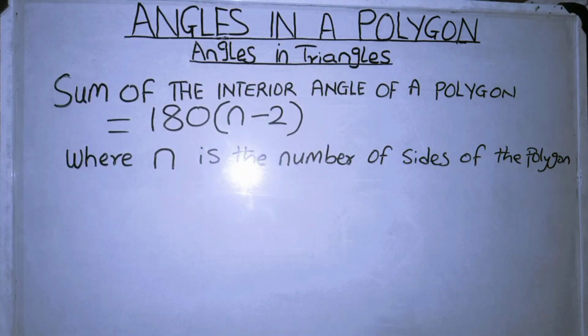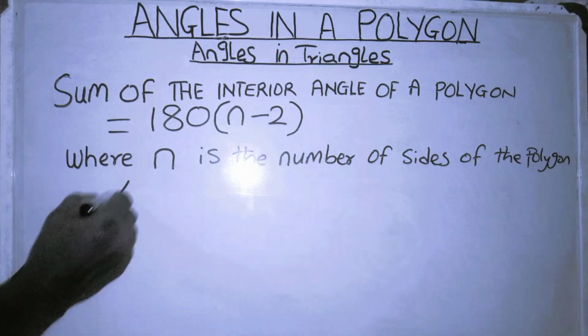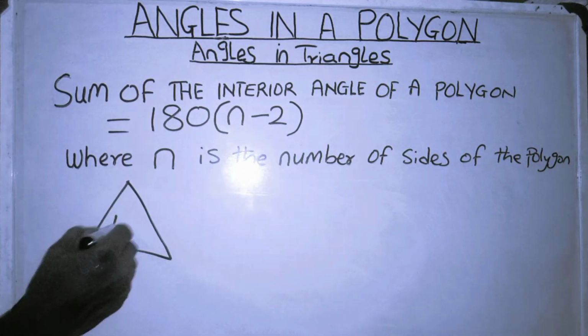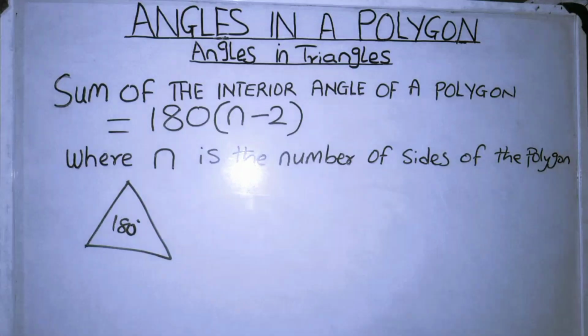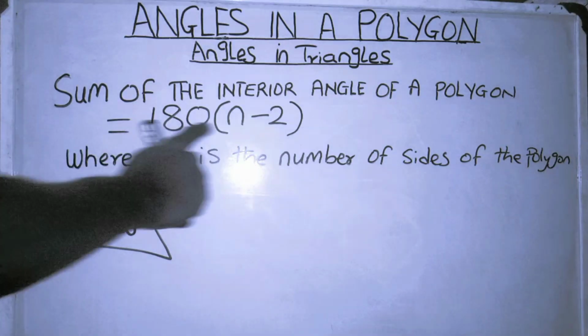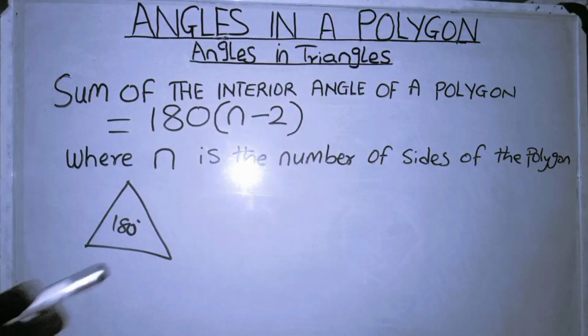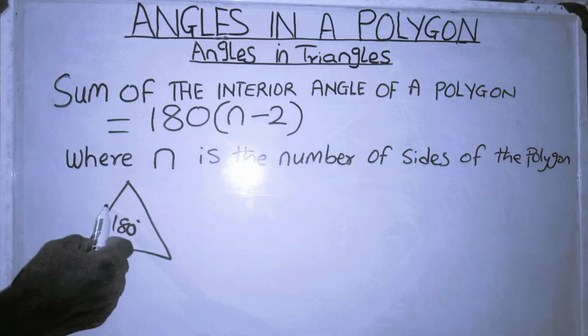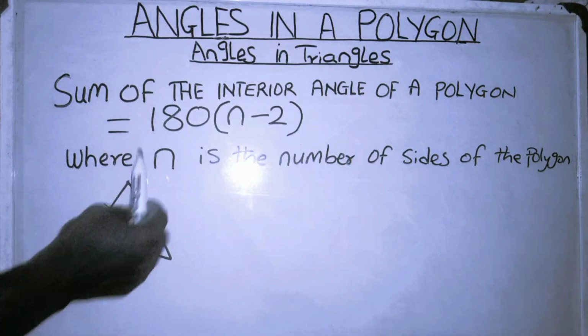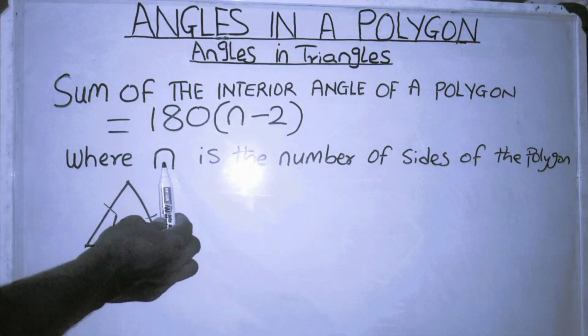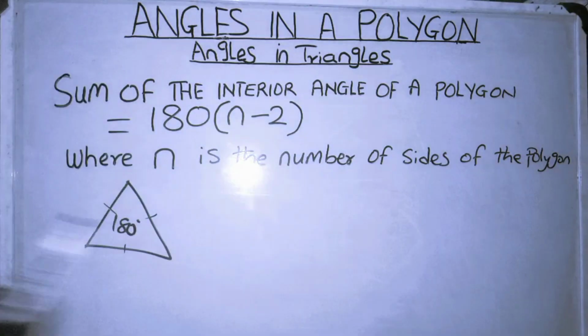For example, if you are asked what is the total interior angle of a triangle, we all know that the total interior angle of a triangle is 180 degrees. But how do we get to know that it is 180? Maybe someone just forgets that. How do you figure it out? You can figure it out using this formula here, because we know that a triangle has how many sides? 3 sides. In the formula, n represents the number of sides of the polygon.